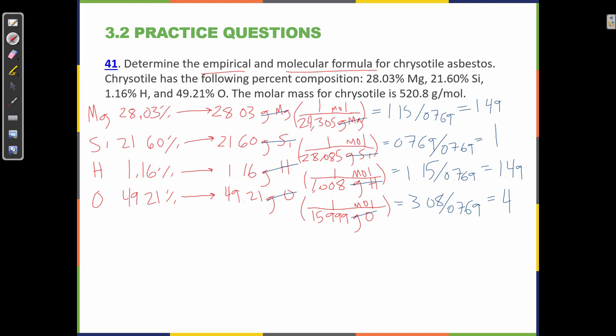So remember, at this point, we're supposed to have whole numbers. If we don't have whole numbers, then we try to make the fractions disappear by multiplying by the smallest number possible. So these are my fractions, 1.49, 1.49. It's basically 0.5, right? Half. How do I make a half disappear, turn into a whole number? Multiply by 2. So I'll multiply each of these values by 2 so that I can turn them into whole numbers.